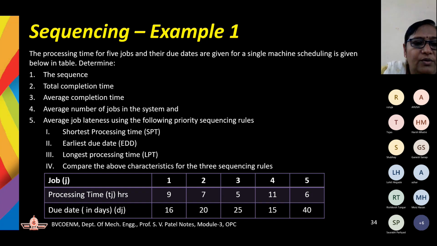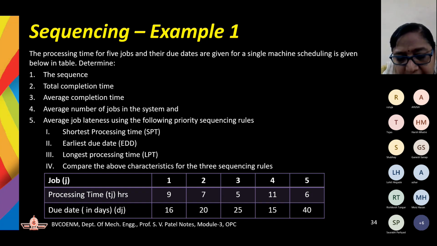Determine the sequence, total completion time, average completion time, average number of jobs in the system, and the average job lateness using the following priority sequence rule. See, before we jump directly to the calculation part, let me make you aware of sequencing. There are many types of sequencing methods available.